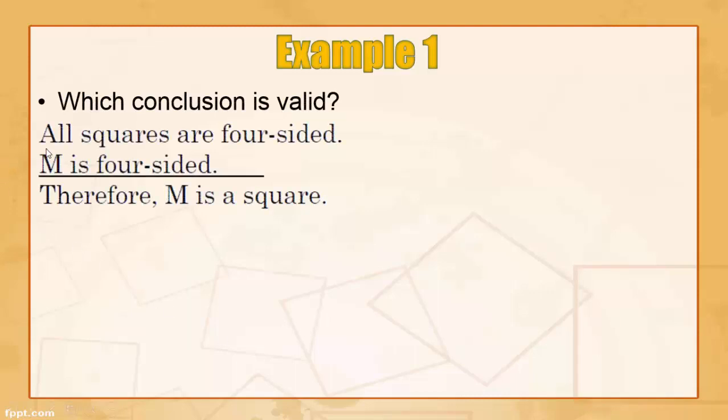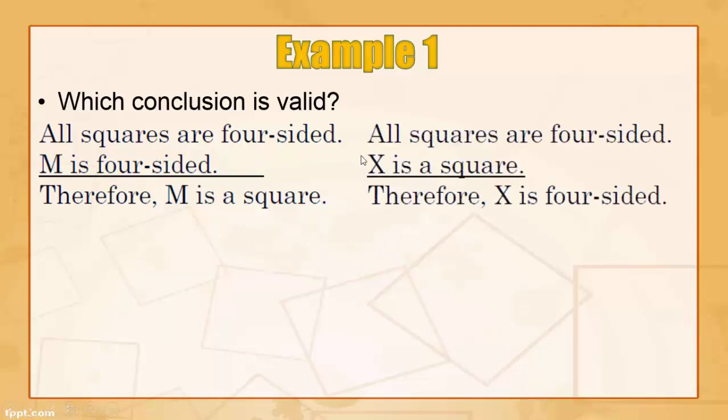Looking at example 1, we're going to decide which conclusion is valid. So let's see. We have a situation, premise 1, all squares are four-sided. M is four-sided, therefore M is a square. And here we have all squares are four-sided. X is a square, therefore X is four-sided. So we're going to use the premises to make our Euler diagram, and then we're going to place our M or our X to see if the conclusion is valid or not.